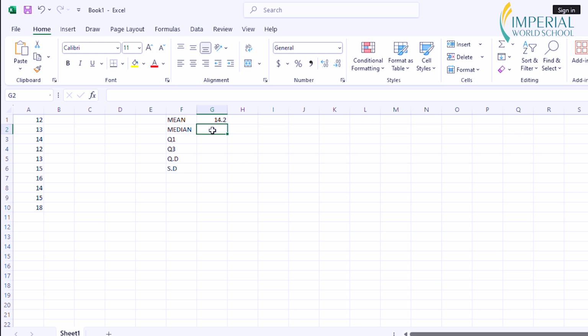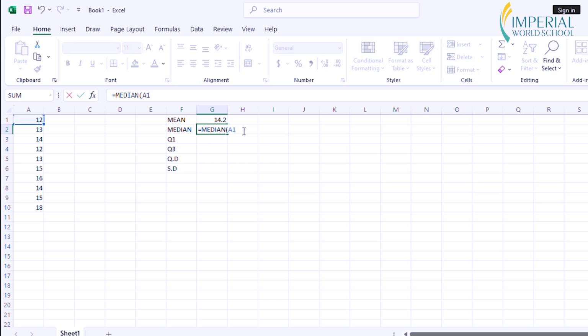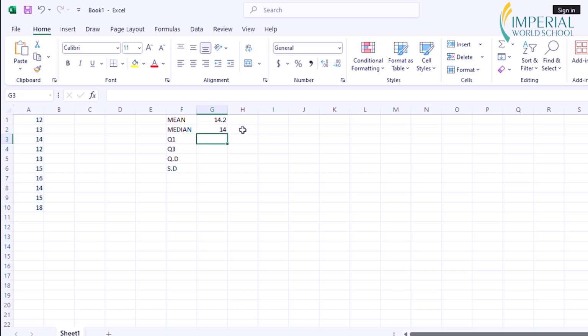Now for median, which is going to be the middle value of the data, the formula is going to be equal to median, and then we have to fill out the cells. Now the median here is going to be 14.